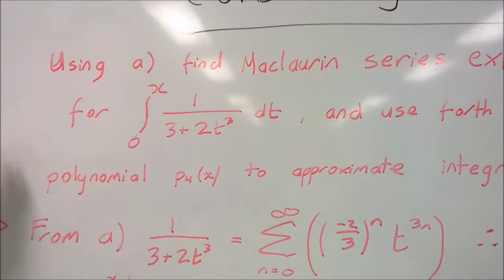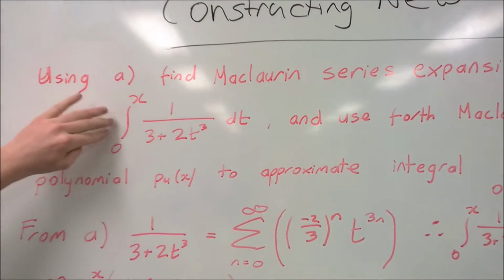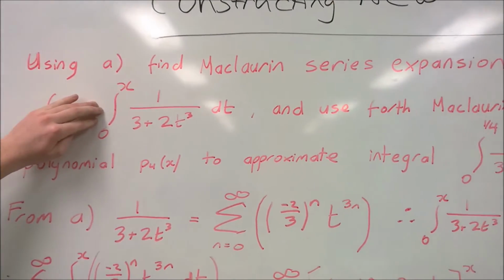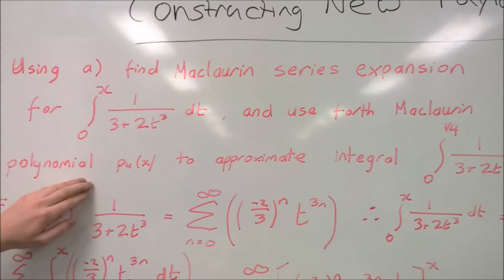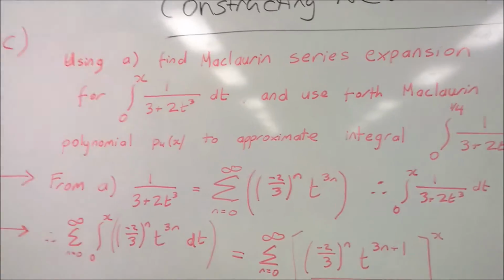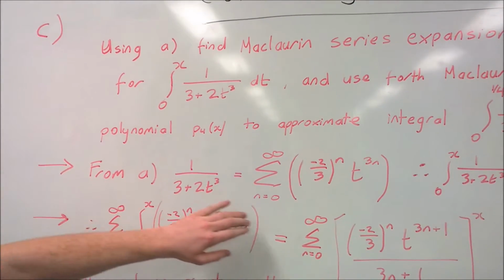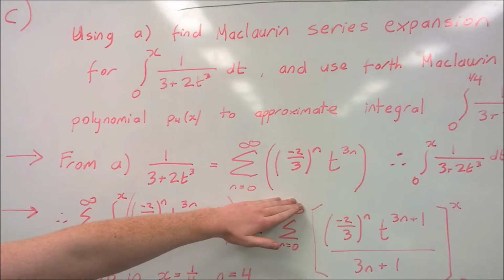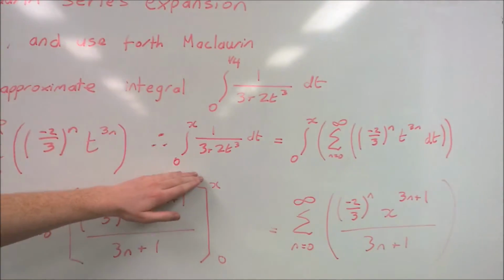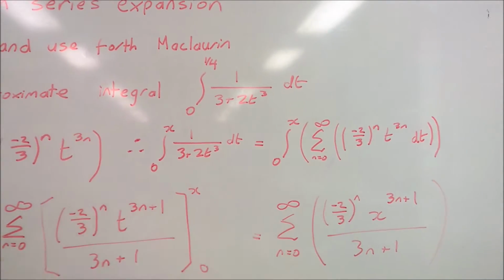Okay, now in part C of the question, we need to find the Maclaurin series expansion for this integral here, and then we need to use the fourth Maclaurin polynomial to approximate the integral of this function. Now to start with, we know from A that this function here gives the Maclaurin series here. So therefore the integral of this function will be equal to the integral of the Maclaurin series.